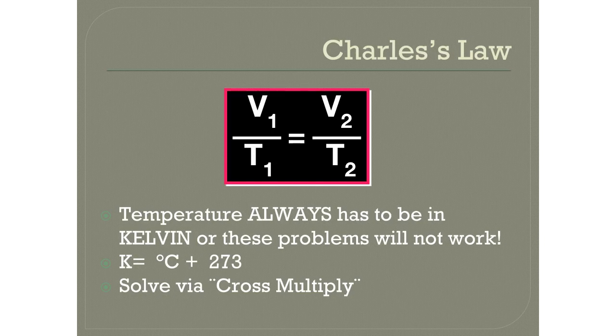This one looks a little bit different because notice it's basically a proportion equal to a proportion, or a ratio equal to a ratio, or a fraction equal to a fraction. With gas laws, the one thing that really trips students up a lot is that temperature has to be in Kelvin. So if you don't convert your Celsius degrees to Kelvin before doing these problems, you'll always get them wrong. We're going to solve these using cross multiply.